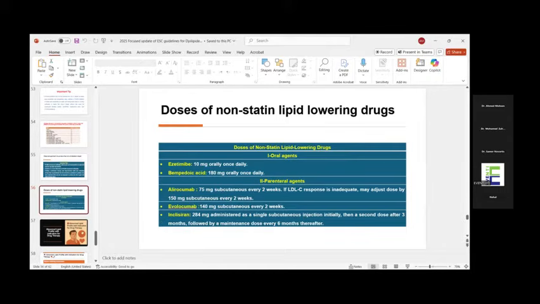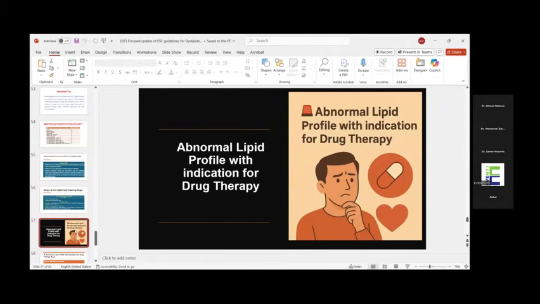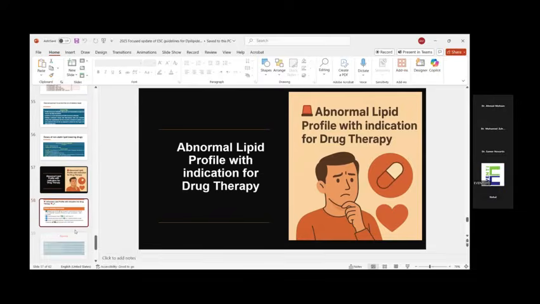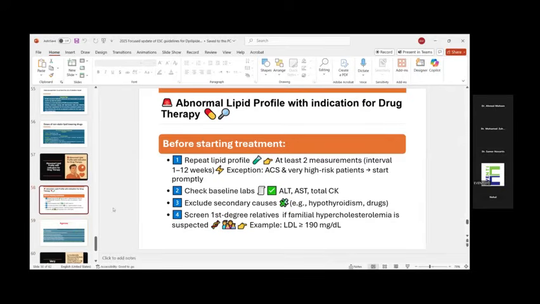Inclisiran 284 milligram administered as a single subcutaneous injection initially, then a second dose after 3 months, then the maintenance dose every 6 months after that. These are 2 practical slides. Then we will finish our presentation.